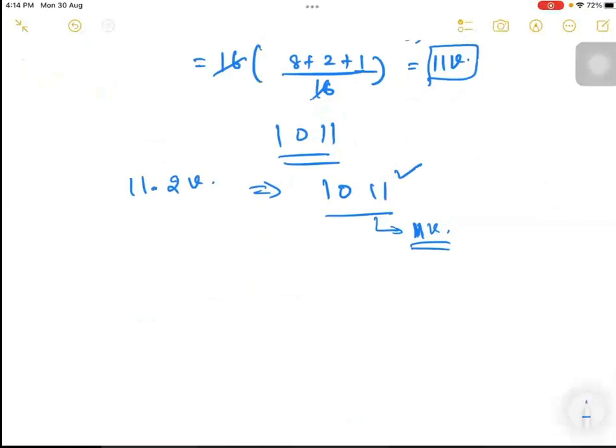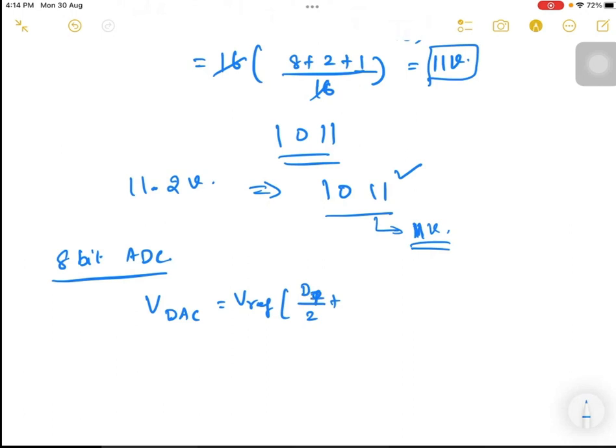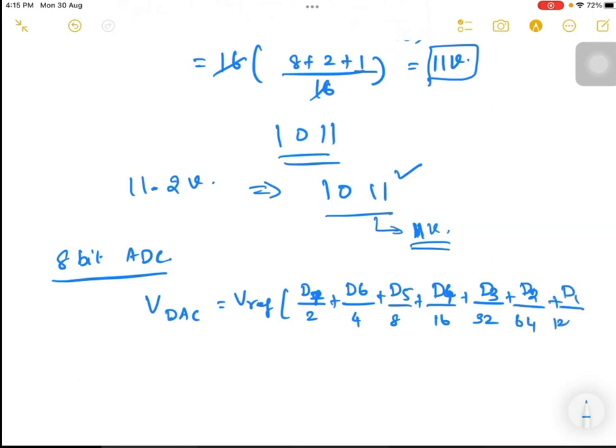For the 8-bit ADC, what I am going to do is keep the same value here for the last 4 bits. I have already done 4 bits, because the remaining values are only zeros. So here the formula for 8-bit is VDAC equals V reference into D7 by 2 plus D6 by 4 plus D5 by 8 plus D4 by 16, then D3 by 32 plus D2 by 64 plus D1 by 128 plus D0 by 256. So this is the value of this 8-bit.